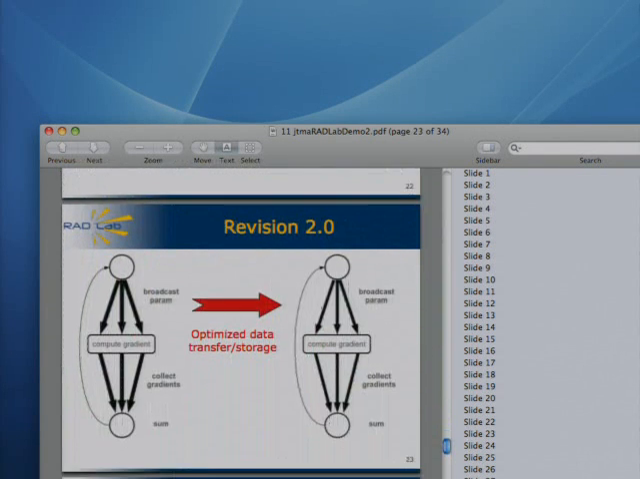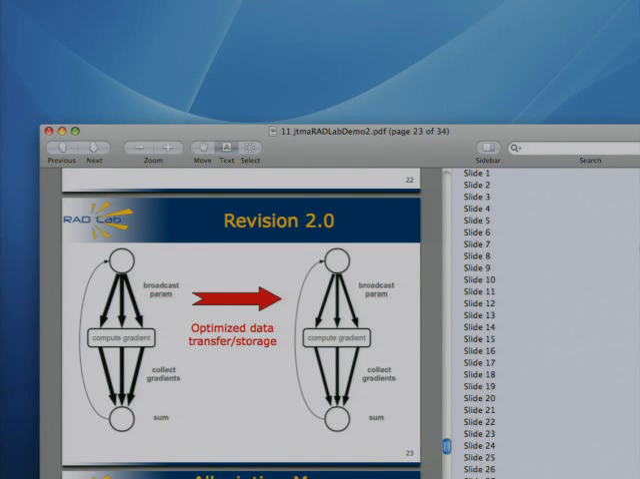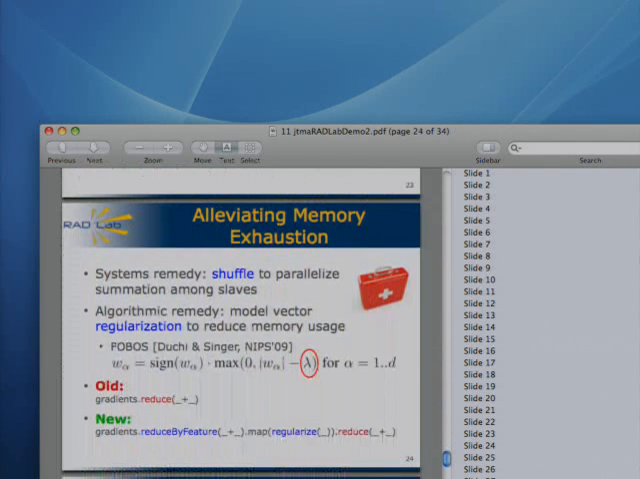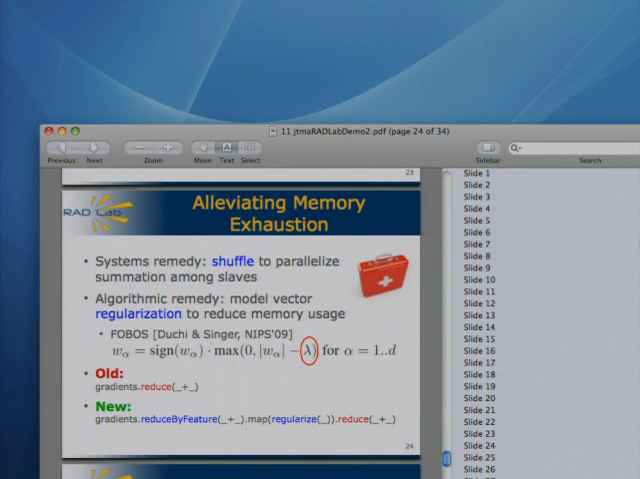So in terms of where this brought us in terms of implementations, we were able to reduce some of the communication overheads between the different stages. But we still ran into memory exhaustion issues on the master and the slave. And we addressed these two ways. There's a systems remedy, and there was an algorithmic remedy for this. So as far as the system side remedy, before we were aggregating a lot of data in one master in one step. Instead, it would behoove us to actually parallelize the summation of different parts of the feature space among the slaves. So the shuffling was pretty critical for this.